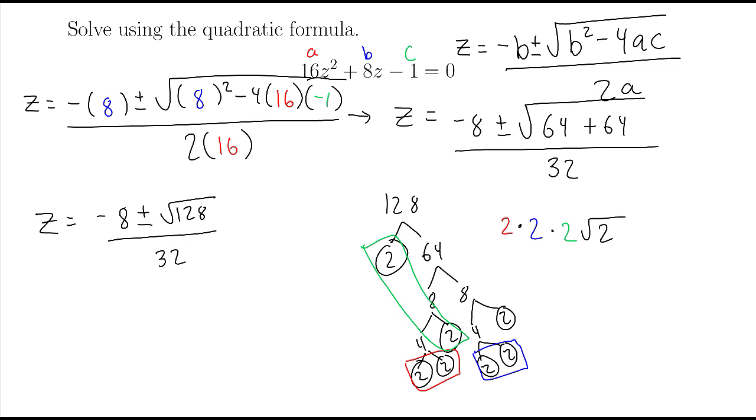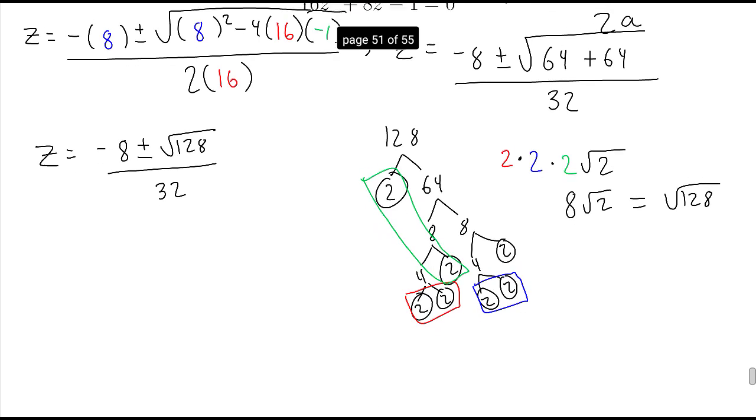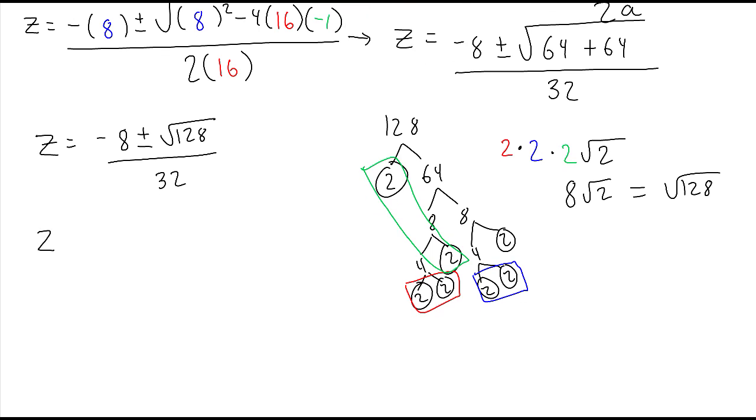So we have 2 times 2 times 2. That's 8 square root of 2. All right, so that's the same thing as the square root of 128, right? These two things are the same. 8 square root of 2 is the simplified version of the square root of 128. Okay, so I'll rewrite z as negative 8 plus or minus 8 square root of 2 over 32.